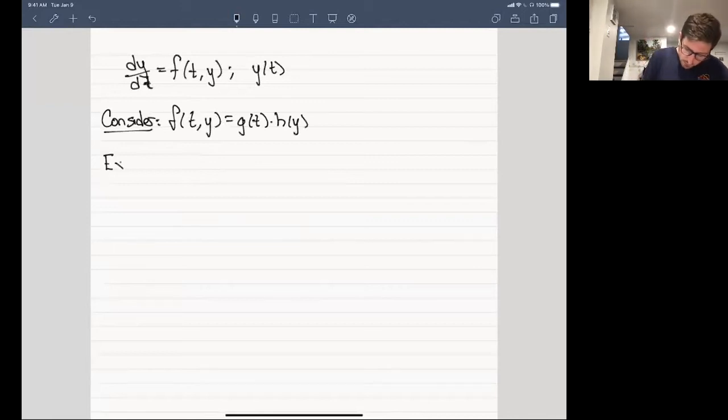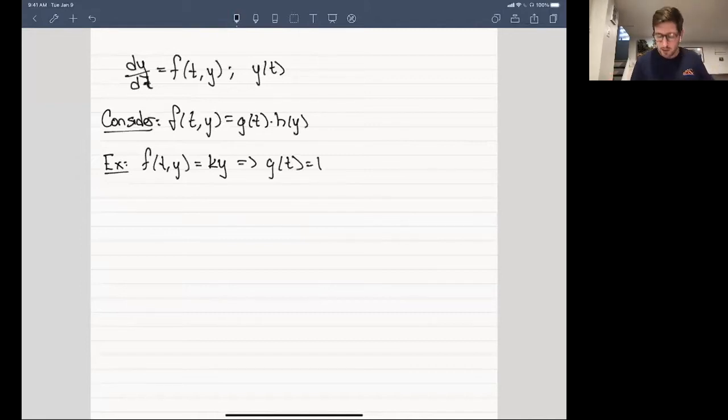So for example, when we had ky, which was our population growth model, we had maybe g of t is just equal to 1, right? There was no real time dependence in here. And h of y is just a constant times y. It's a linear function of y. Now, of course, this scenario that I'm spelling out right here is much more general.